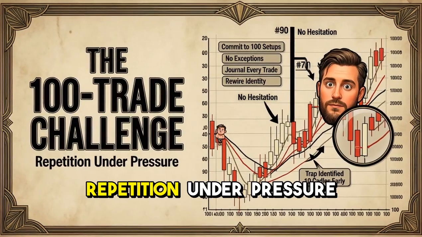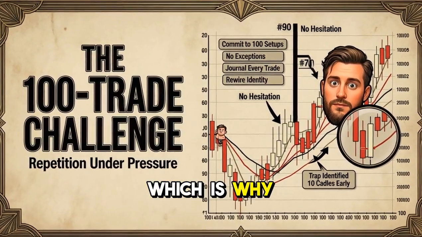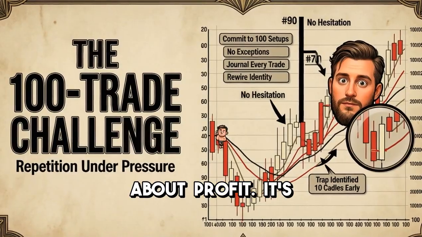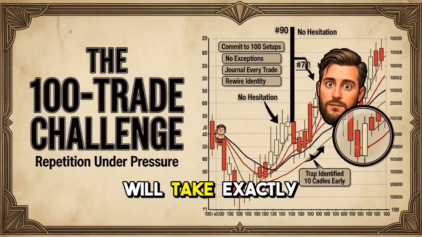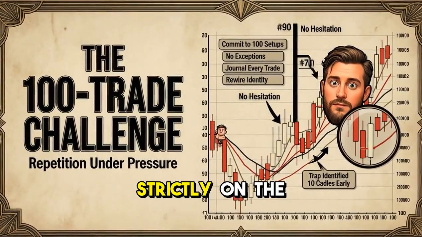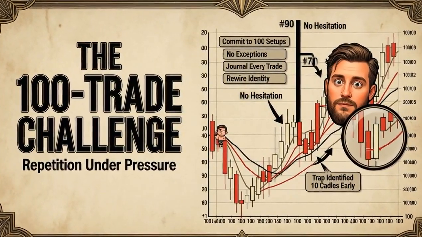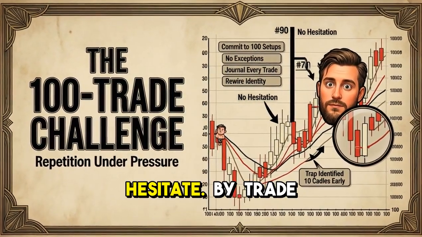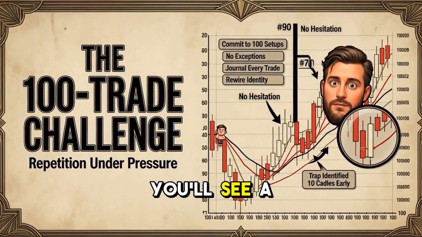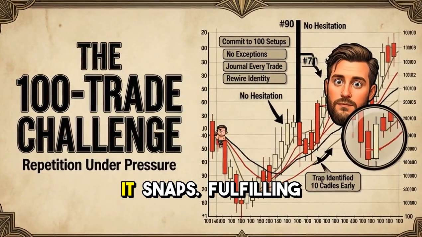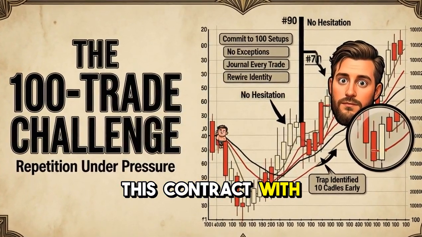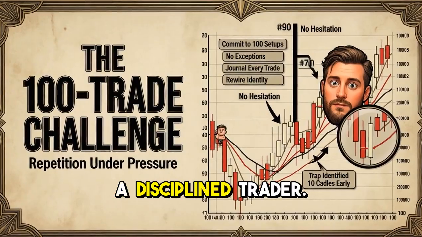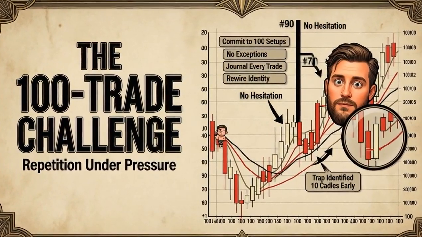Here's the twist: speed isn't the goal. Repetition under pressure is. Which is why I want you to commit to the 100 trade challenge. This isn't about profit, it's about pattern recognition. You will take exactly 100 setups based strictly on the system. No exceptions. Every single trade goes in the journal. By trade 70, you won't hesitate. By trade 90, you'll see a trap setting up 10 candles before it snaps. Fulfilling this contract with yourself rewires your identity from someone trying to trade into a disciplined trader.